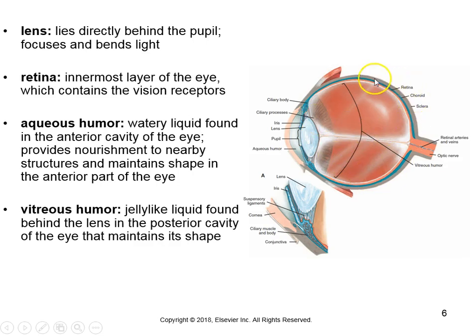And then the bulk of the fluid is back here behind the lens. That's the vitreous humor, and that's the jelly-like fluid. Its job is to just basically maintain the shape of the eye. Think of it as a water-filled balloon, kind of. If there's no water in there, then you can't maintain that shape. But you can also imagine, just like a balloon, if it's over or under inflated, we can have different kinds of medical problems.